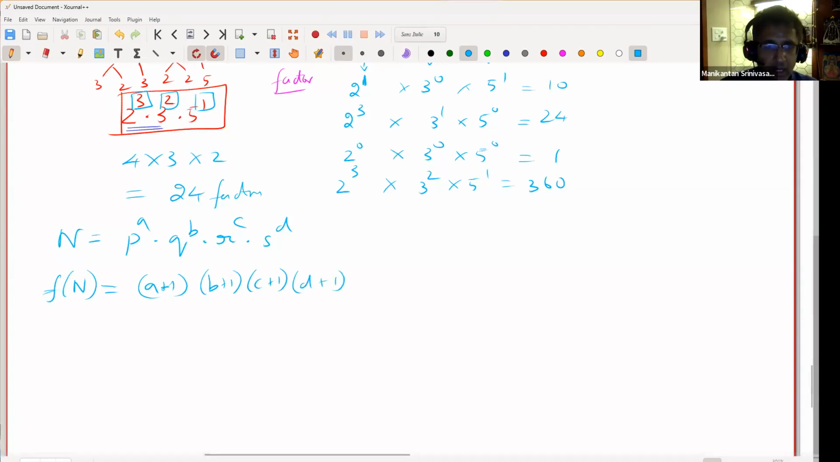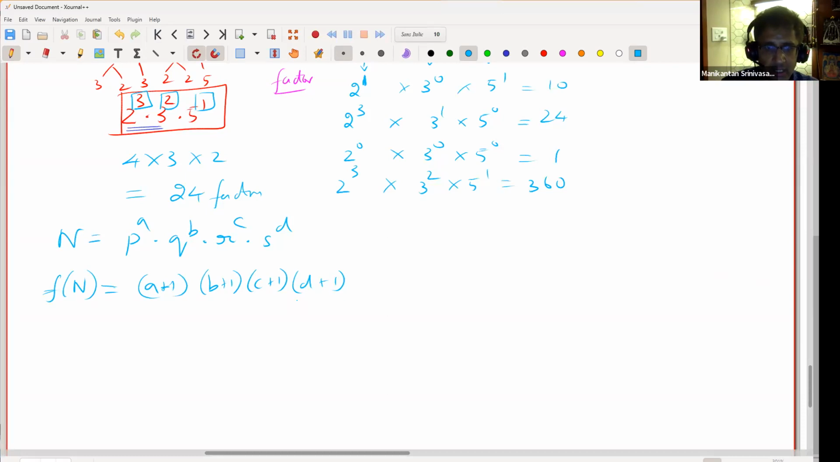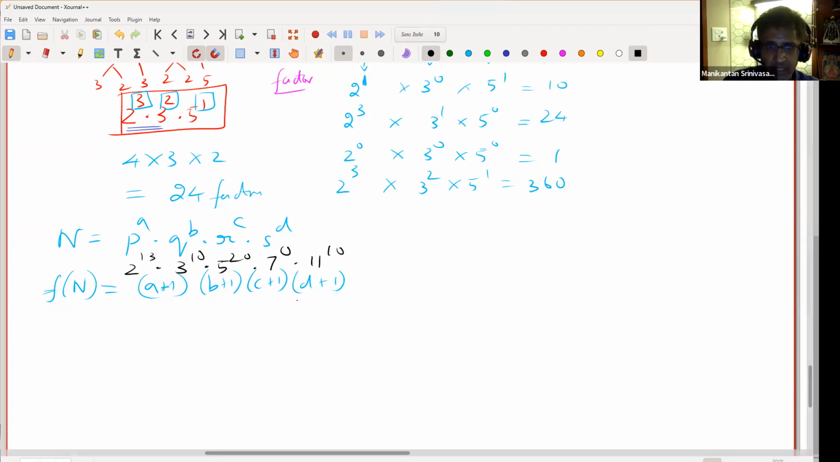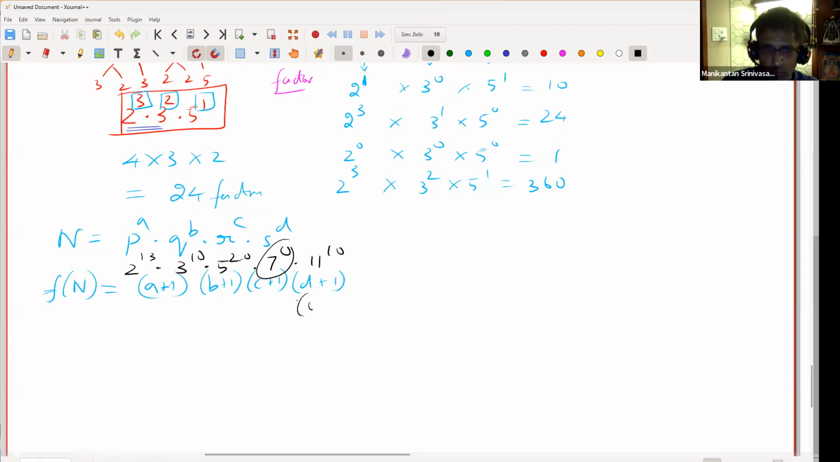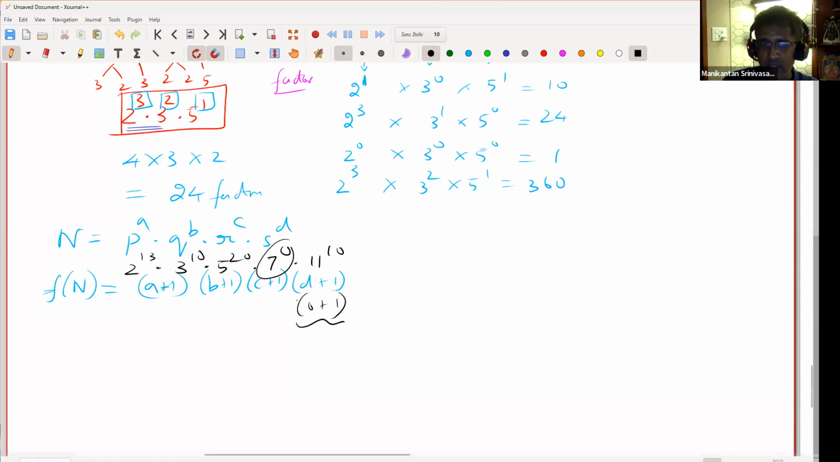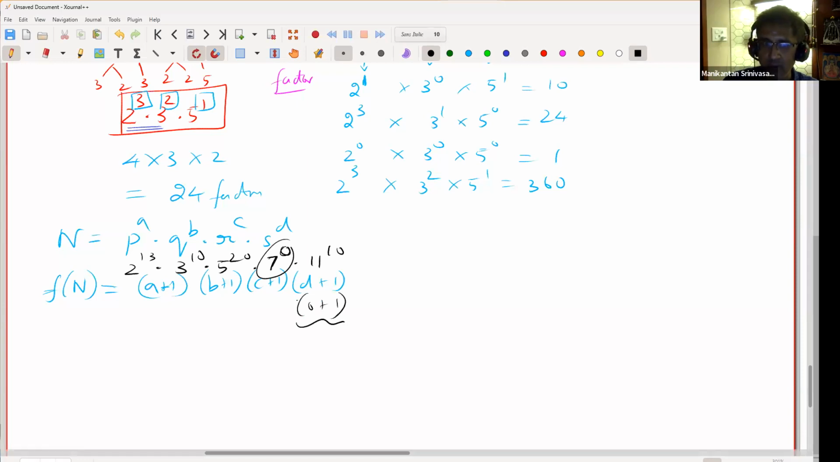For example, let's say D is 0, right? Let's say this is 2 power 13 times 3 power 10 times 5 power 20 times 7 power 0 times 11 power 10, right? When it comes to 7 power 0, this will be 0 plus 1. So it does not matter at all, because when you multiply by 1, it's not going to change. Just because 7 does not appear at all, we don't have to do anything special. If 7 does not come in the prime factorization, the power of 7 will be 0. And when you count the number of factors, it'll be multiplying by 0 plus 1, which is as good as not multiplying at all. Does it make sense?